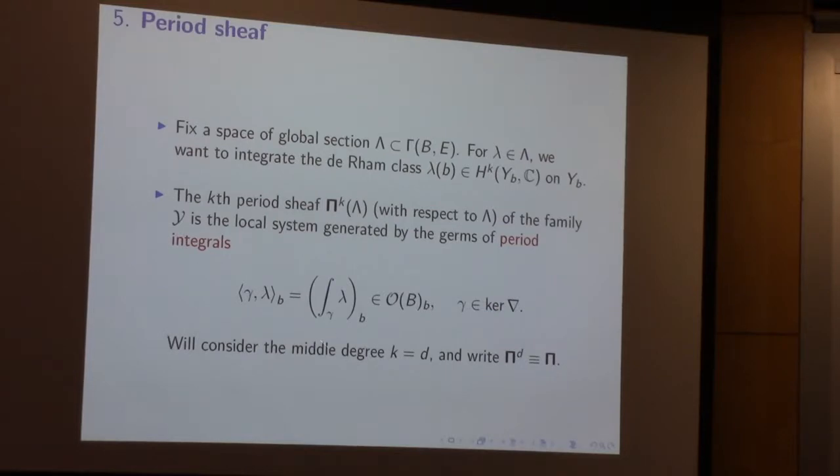Okay? So this period integral depends on the choice of a parallel section of your Gauss-Manin connection, so namely a k-cycle. Now, I won't have anything to say about these things in this talk, except for the case when you're in the middle degree. So throughout my talk, k will be the degree of the cohomology group, which will be the dimension of the manifold. And I'll drop the reference to k and just call the sheaf, or the local system, generated by these analytic functions, capital Pi. So I refer to this as the period sheaf.